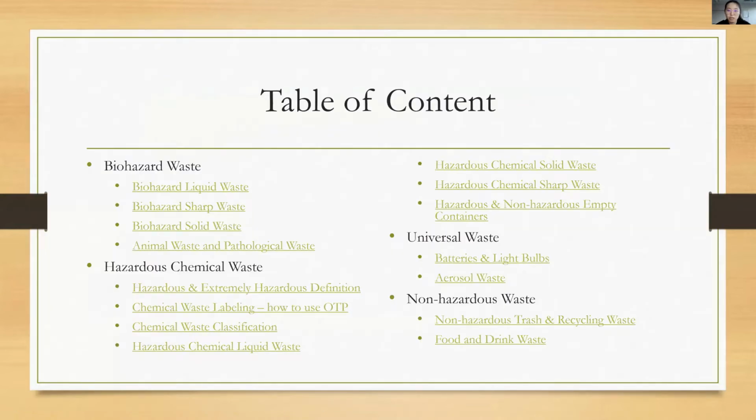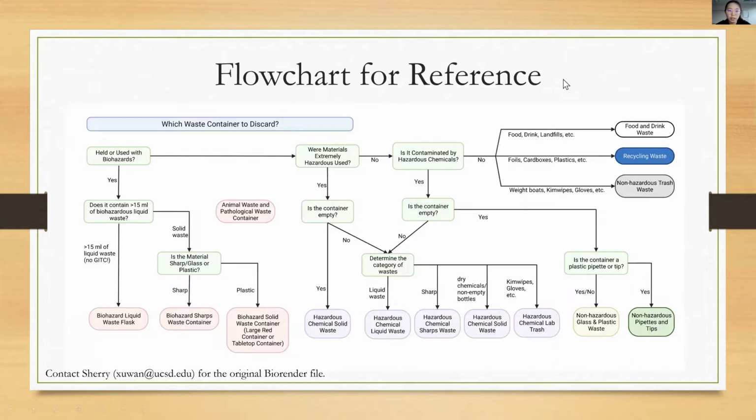Okay. So first, I've separated the waste disposal into 4 categories: the biohazard, chemical hazard, universal waste, and the non-hazardous waste. This is just for your reference, and you can click it to go to any site you want. And I also created a flow chart for reference.